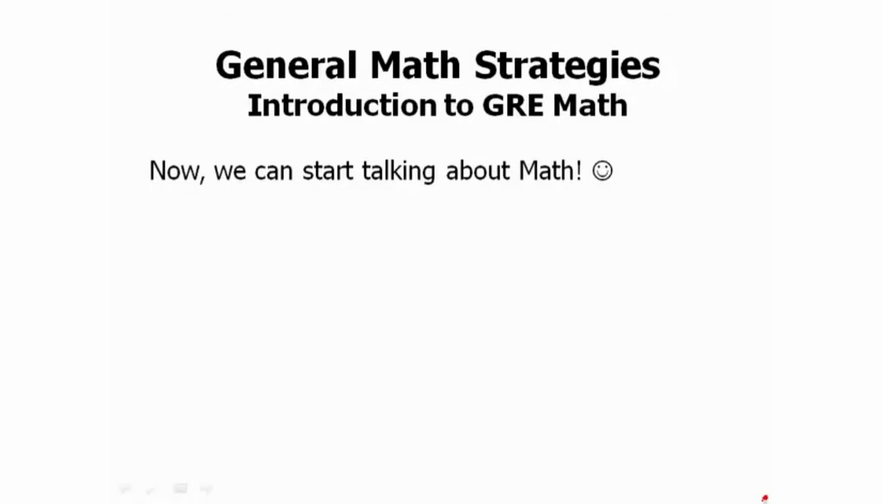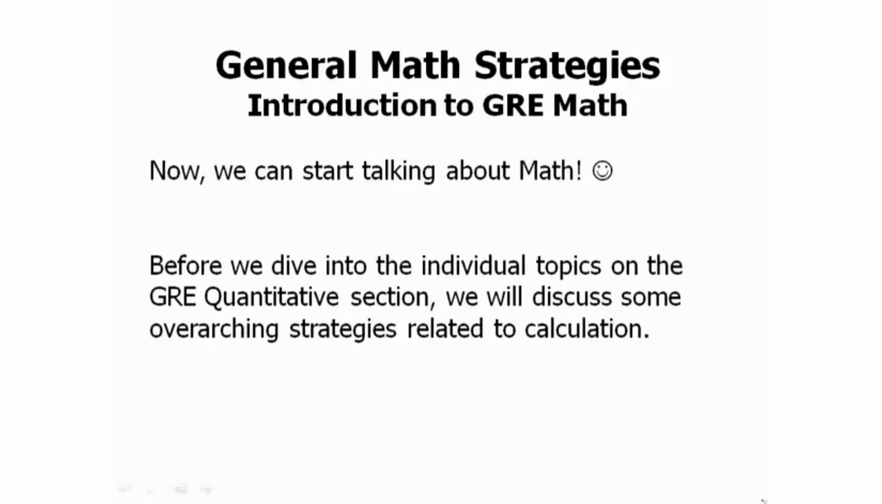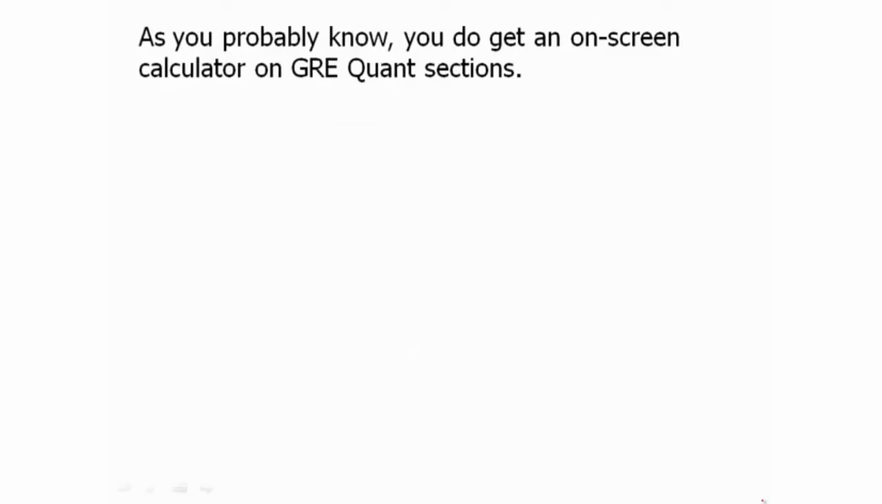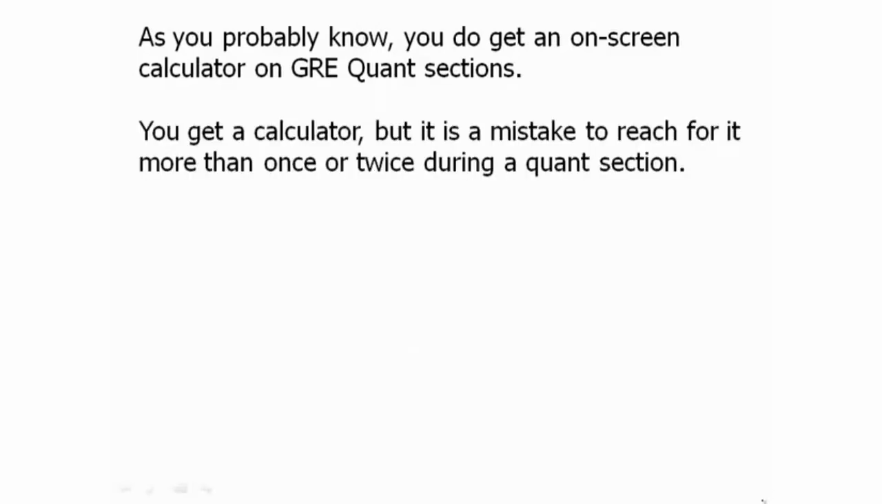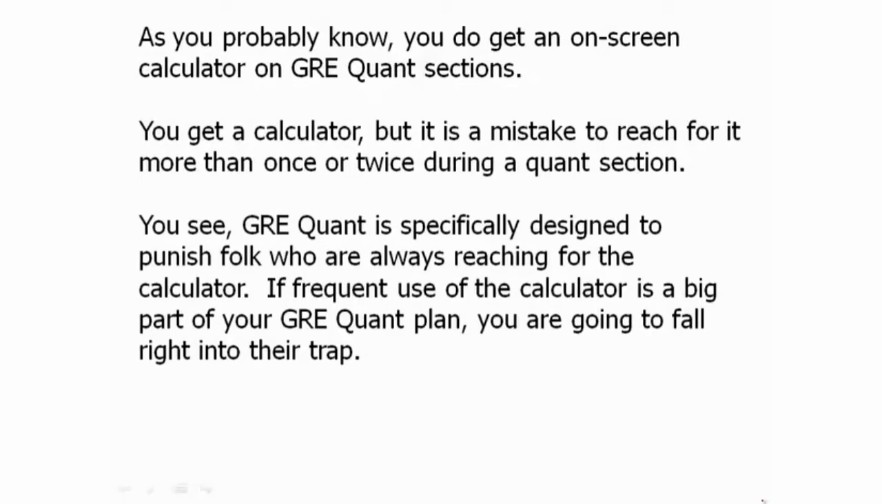Don't worry. In this module, we're just going to be talking about overarching strategies related to the basic act of calculation, so doing the basic arithmetic. And this is something that will play out in many, many problems across the quant section. Big idea number one is, as you probably know, you get an on-screen calculator on the GRE Quant sections. You get a calculator, but it is a mistake to reach for it more than once or twice during a quant section. You see, GRE Quant is specifically designed to punish folks who are always reaching for the calculator.